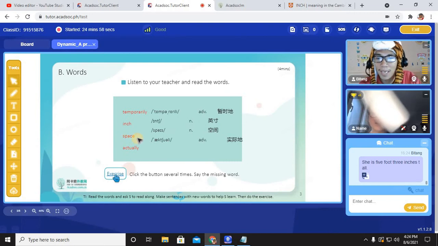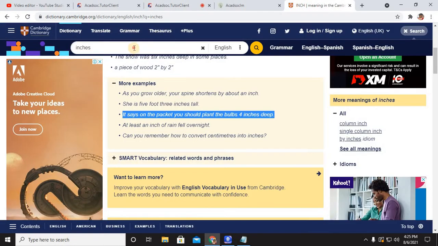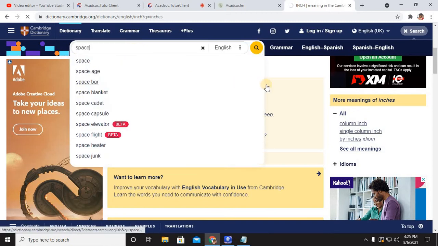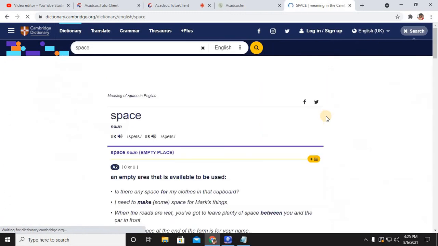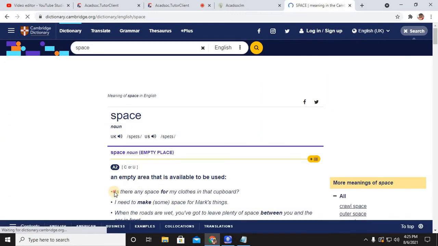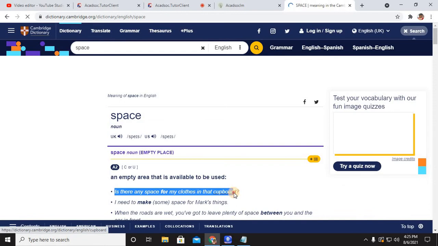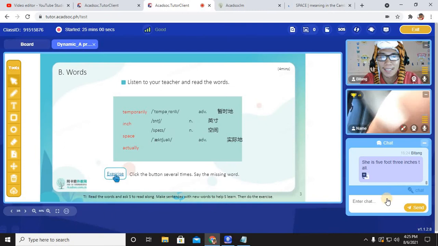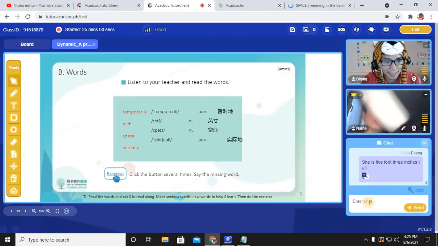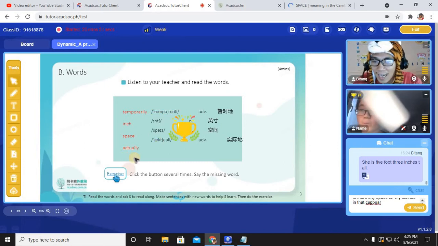Space. Okay, let me give you an example sentence. For example, I will say, I think this, I can't understand this word. All right. Good job. Can you give me a sentence, please? Space. I need my own space. All right, very good. Okay, next.